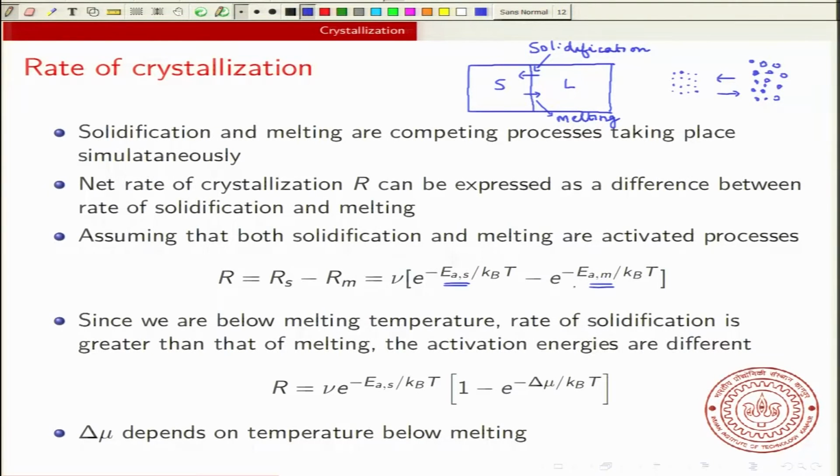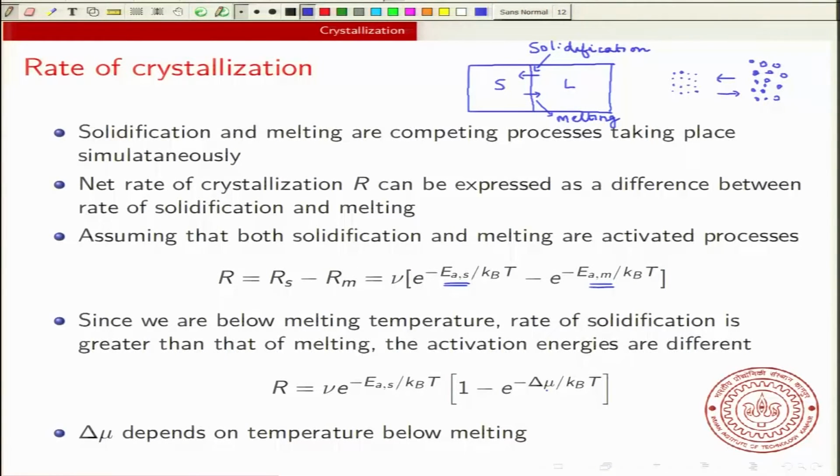In other words, it is harder to melt than to solidify. And that is the reason you form the crystal in the first place, and again this is below the melting temperature. So you can take this factor of e to the minus Es by kBT outside, and you can write this as 1 minus e to the minus delta mu by kBT, where delta mu is the chemical potential difference between the solid and the liquid.